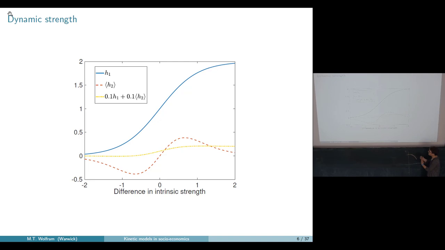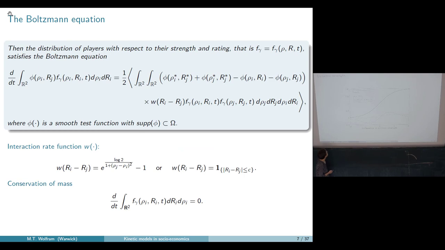We were thinking, okay, let's make it a bit realistic. You benefit more if you are a weaker player, and you might be punished if you're the stronger player and you're going to lose. Okay, then you can do a similar thing as Düring and Jöbert did. So we want to describe the evolution of all our players with respect to the strengths and the ratings. Rho is my strength, r is my rating. And one can show that the distribution of all the players with respect to the ratings and the strengths satisfies this Boltzmann equation.